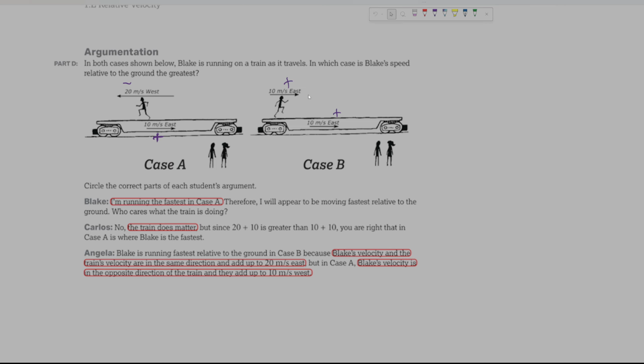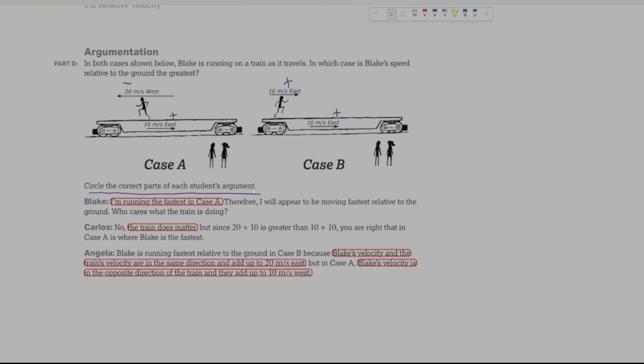You can get a good idea here. I'll put the positive over here as well, for the train. So you get an idea of what's about to happen here. And then you can read what the different people said and make your assertion. It says circle the correct parts of each student's argument. That implies that something about what each of them said is going to be correct, okay?